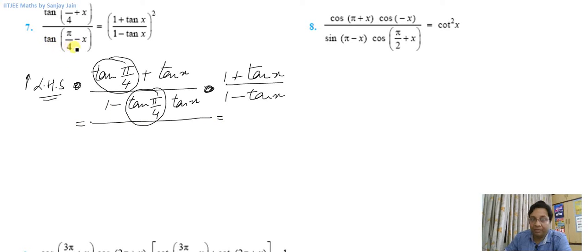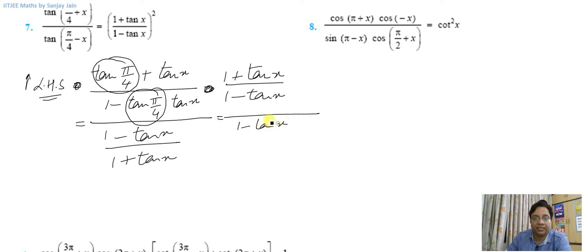Denominator is tan pi by 4 minus x. So it will be tan a minus tan b divided by 1 plus tan a tan b. So it will be equal to 1 minus tan x divided by 1 plus tan x. Right? Because anyhow this tan pi by 4 is going to be equal to 1. So you can memorize this formula like this also, especially in case of pi by 4, when one of the angles is pi by 4.